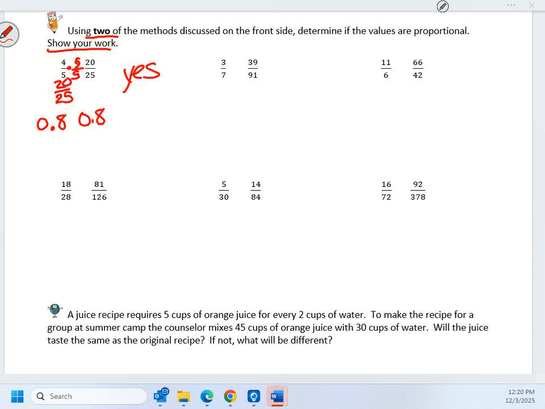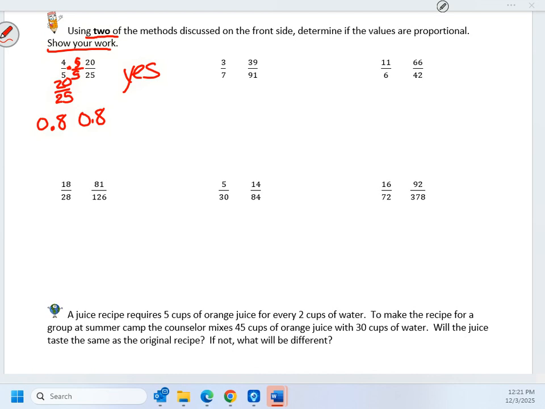I'm showing it by using the scale factor with multiplication. I'm showing it with my decimal values. The answer is yes, they are proportionate. I showed it two ways. Could I have used cross products? Yeah. Could I have used scale factor with division? Yep. Could I have used simplified? Yeah, I could have simplified 20 over 25. That looks the same as scale factor with division for this one, right?